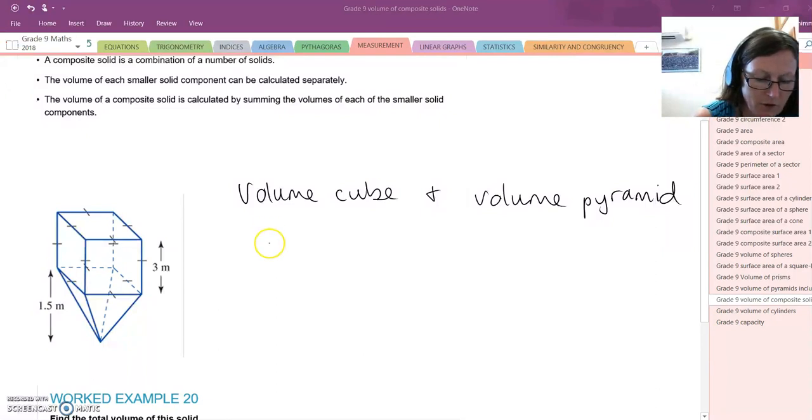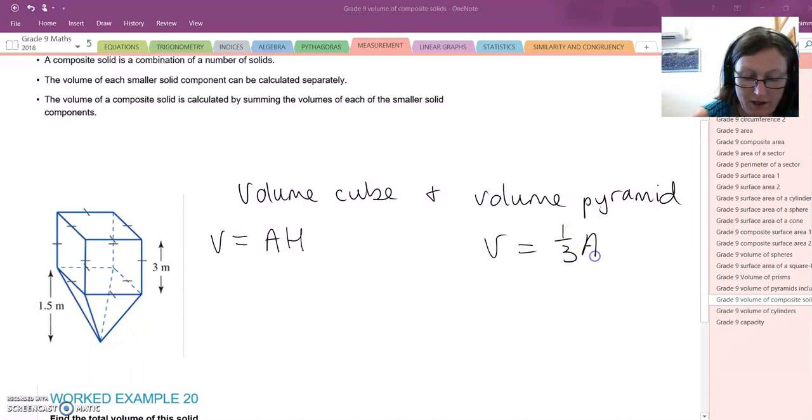The volume of a cube is V equals AH, because the cube is a prism. That's the formula for the volume of a prism. The volume for a pyramid is V equals 1/3 AH. So let's start with our cube.